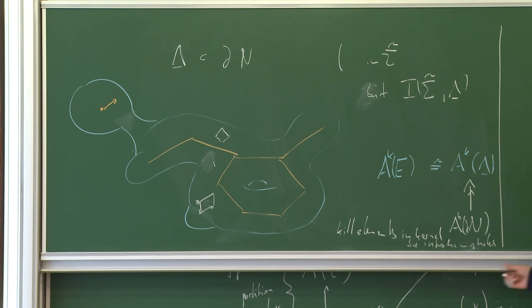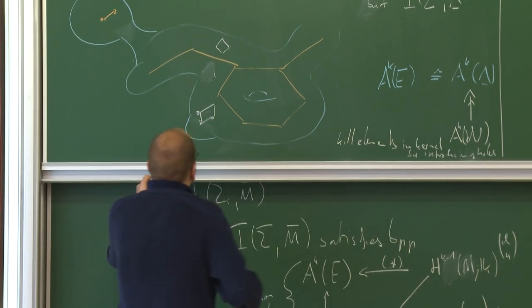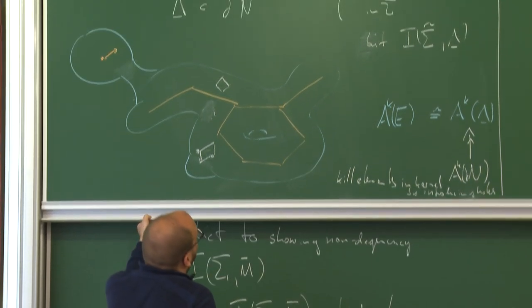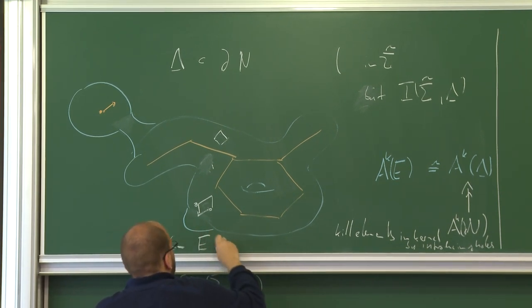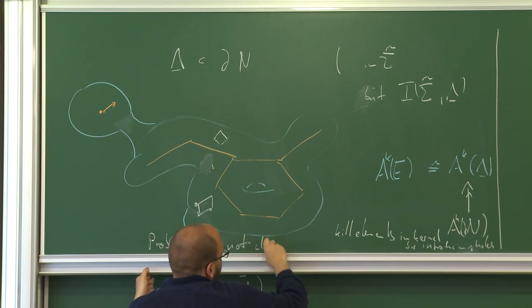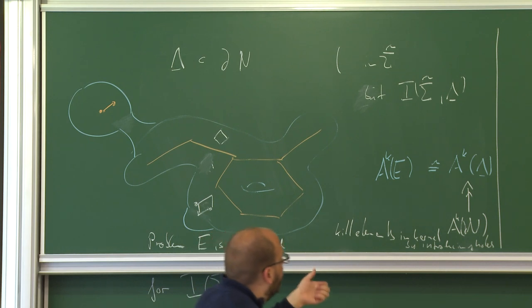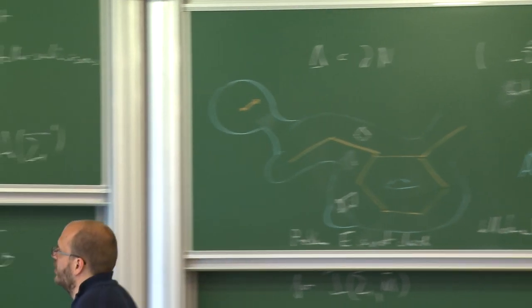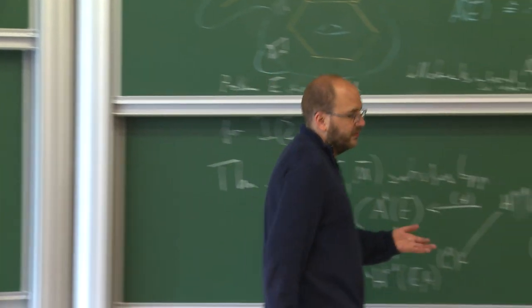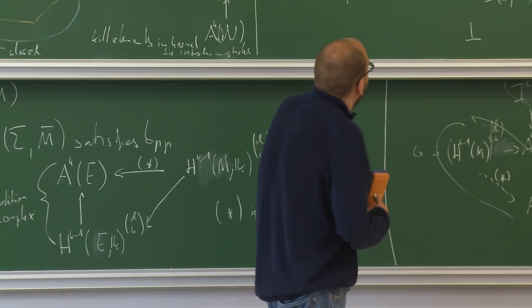All right, so E is now not closed. Problem: E is not closed. And so now what we have is an E that is sufficiently connected that in degree k precisely encodes delta, but it's not closed. But now it's really simple. There's a simple trick that we can use to actually produce a closed hypersurface that does the trick for us, that encodes the Poincaré pairing property nicely.